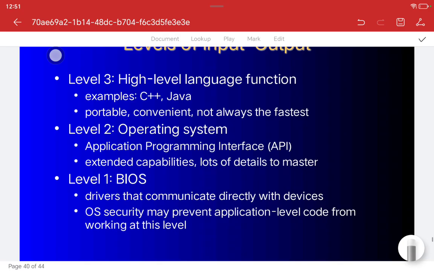When you come to level 3, we have the high level language functions, which will be C++, Java, Kotlin, and so on. These are portable, convenient, and not always the fastest. You see, right? The fastest ones will be on the BIOS, because they can communicate directly with the devices.